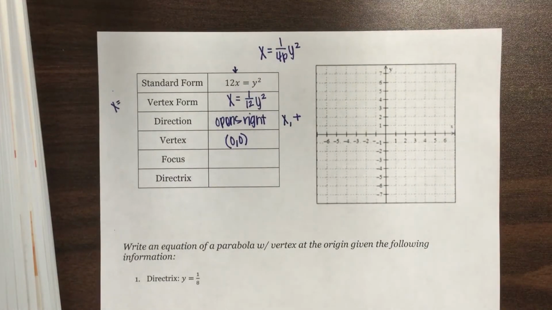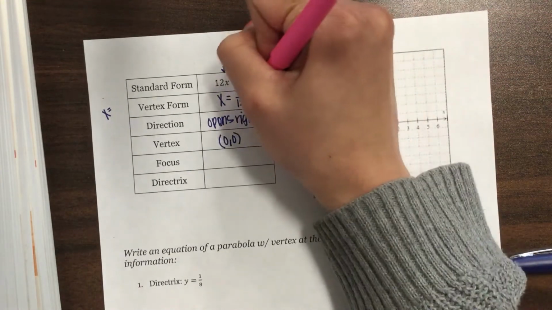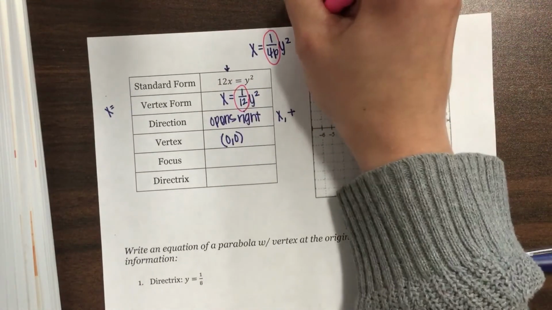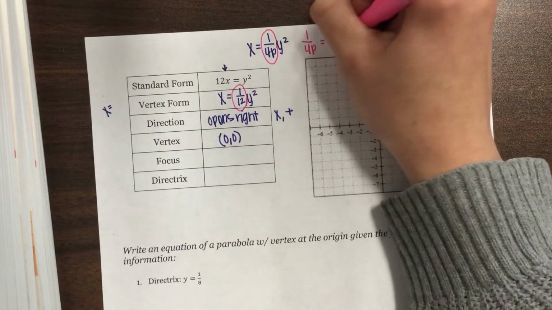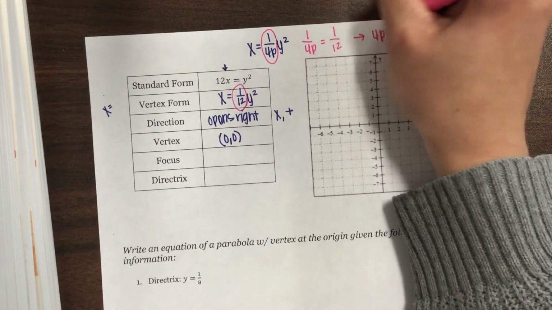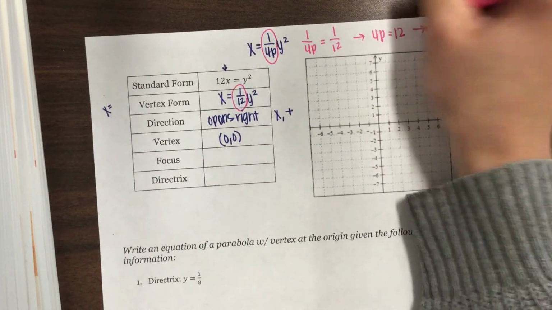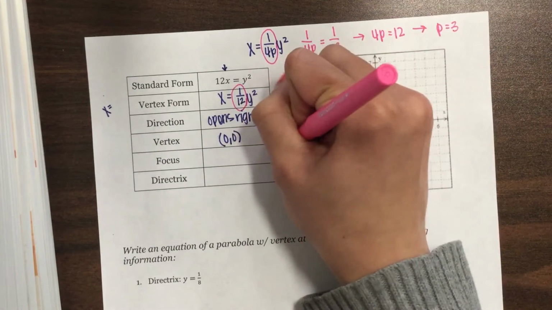And then I can just set these pieces equal to each other. So I can set this piece equal to this piece. So that's going to be 1/4p equals 1/12. They're both over 1, so I can change that to 4p equals 12. So then p equals 3. I'm just going to write that down here.